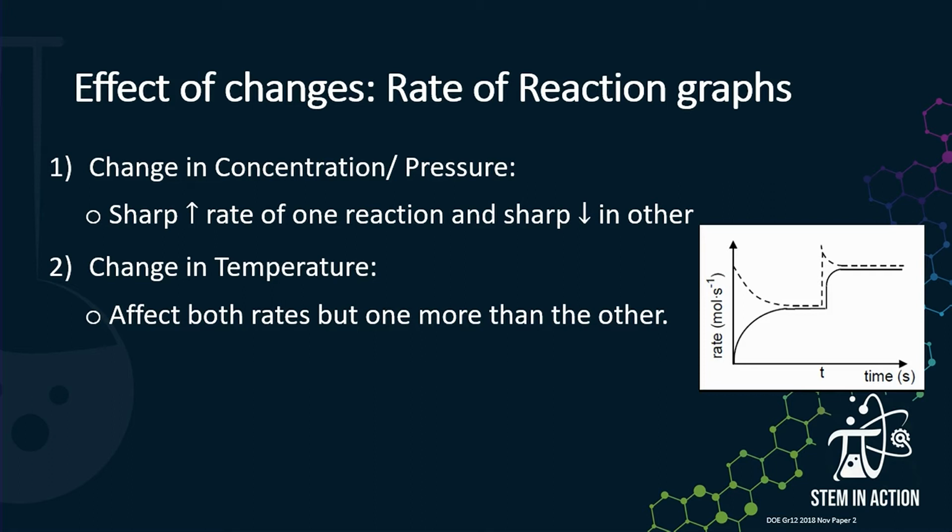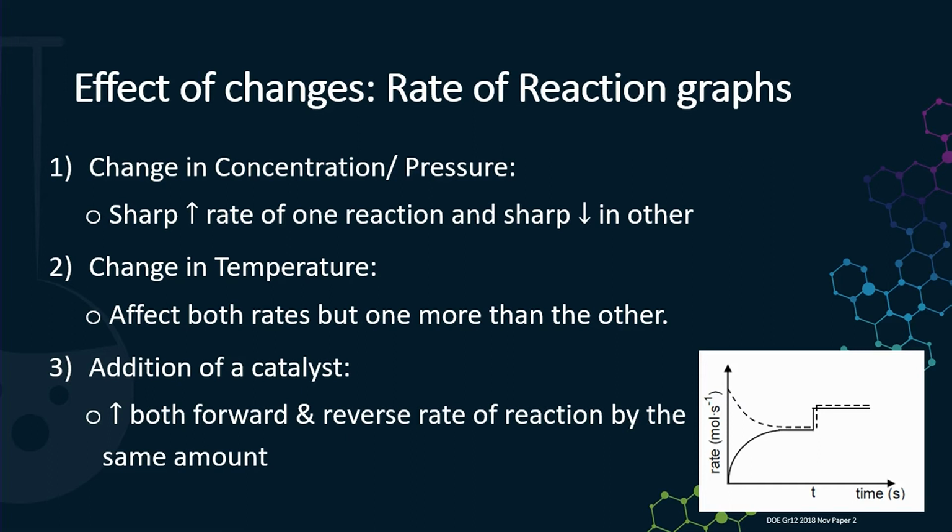The change in temperature, remember, will affect the rate of both reactions, but one will be affected more than the other. And thirdly, if we have the addition of a catalyst, we will increase both the forward and reverse reaction rate by the same exact amount, but they will stay at equilibrium.